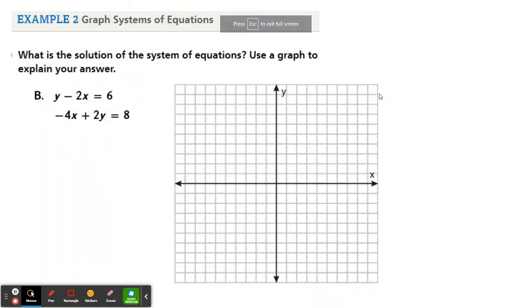All right, welcome back for lesson 4.1 video 2. So we're going to start with a word problem here. So let's take a look.